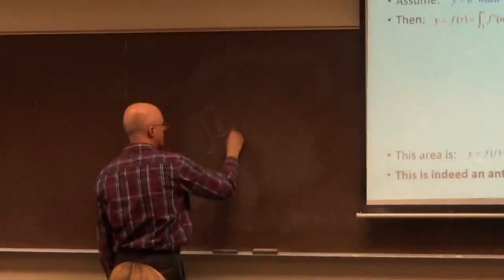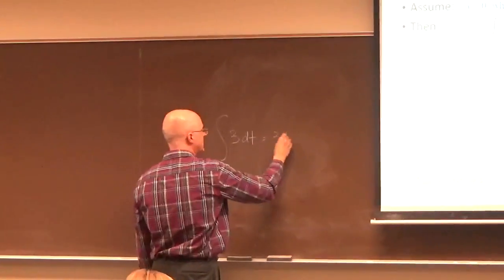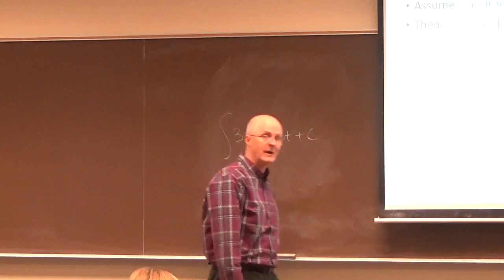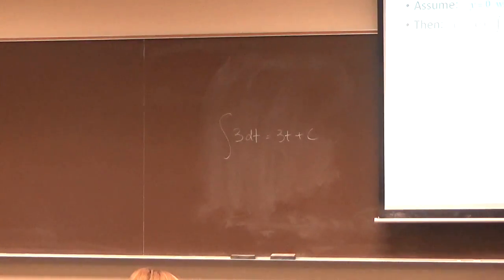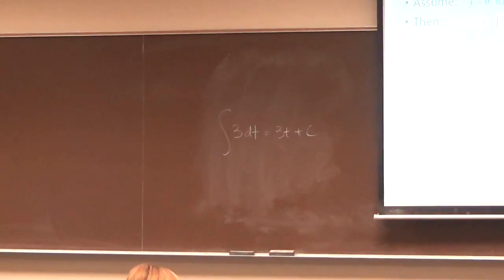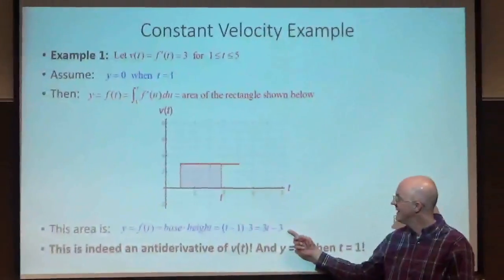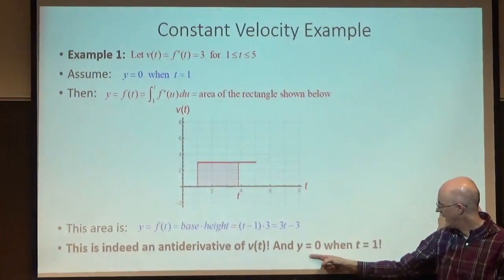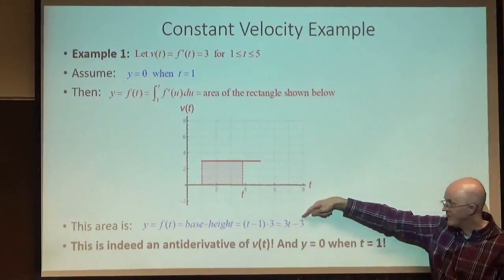Find the indefinite integral of 3. You get 3t plus c. The c in this case happens to be negative 3, right there. Why? So that y equals 0 when t is 1. When you plug in t is 1 there, you get 0.